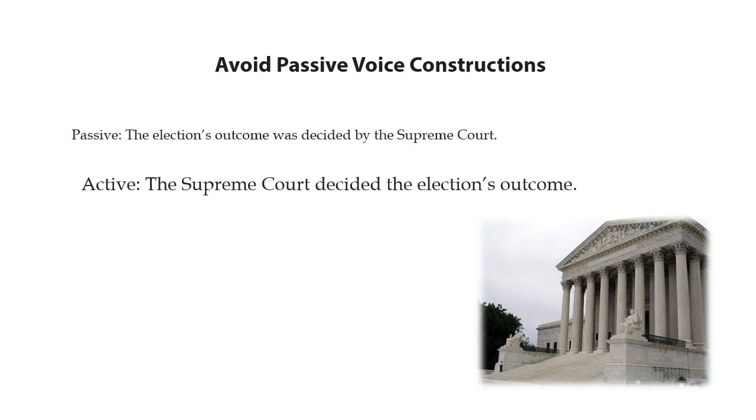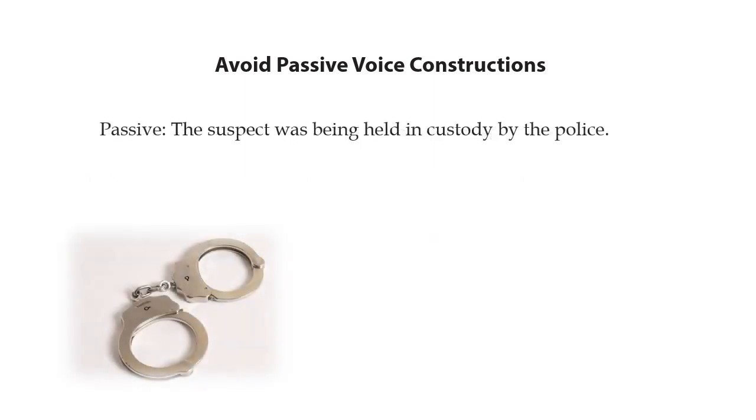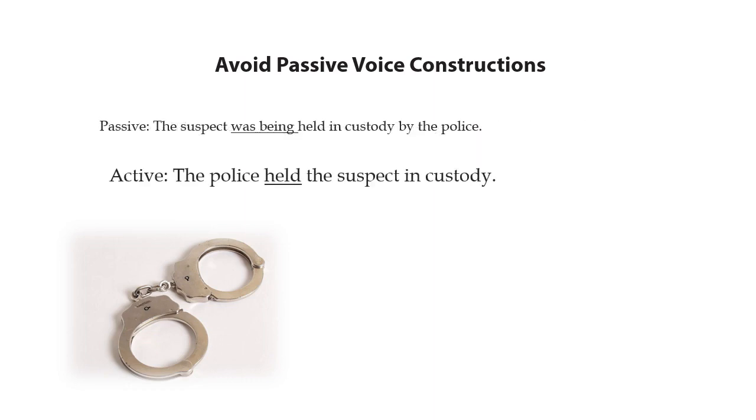The Supreme Court decided the election's outcome. Now we have a strong subject, the Supreme Court. Decided is the verb. It's an actual verb. It's not just was. So this sentence is stronger and clearer for that pretty simple revision. Another example. The suspect was being held in custody by the police. We want to get rid of that was being and by, and so we'll put the police in the driver's seat here. They'll be the center of the action, and what are they doing? The police held the suspect in custody. More clear, more direct.